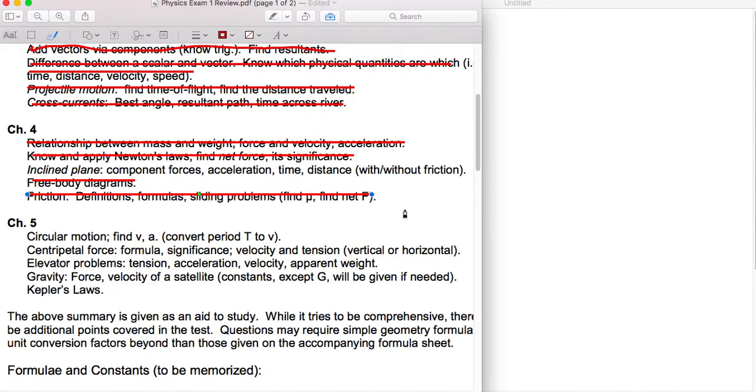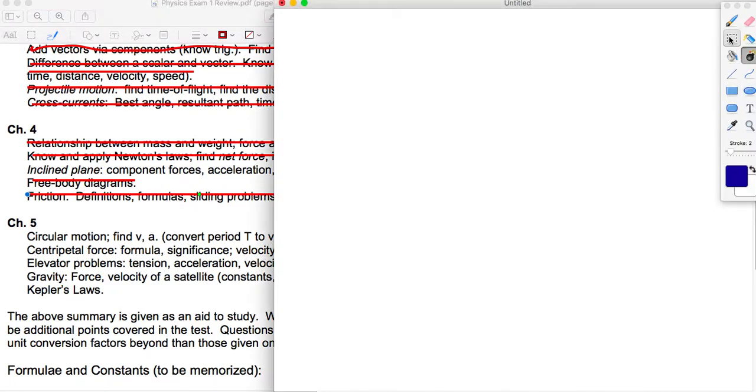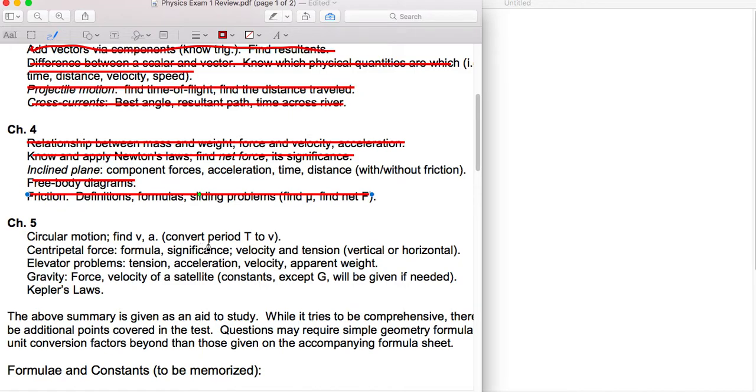All right, chapter 5. For chapter 5, it's circular motion and convert period to velocity. That I do not cover, but I will cover this in this video at the end. So centripetal force: formula, significance, velocity, and tension. I covered this in one of my videos, so I'll link you to that.